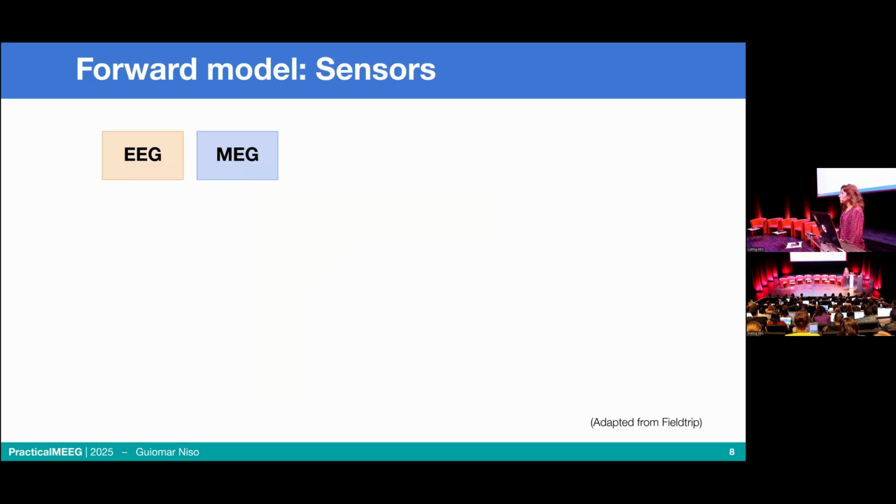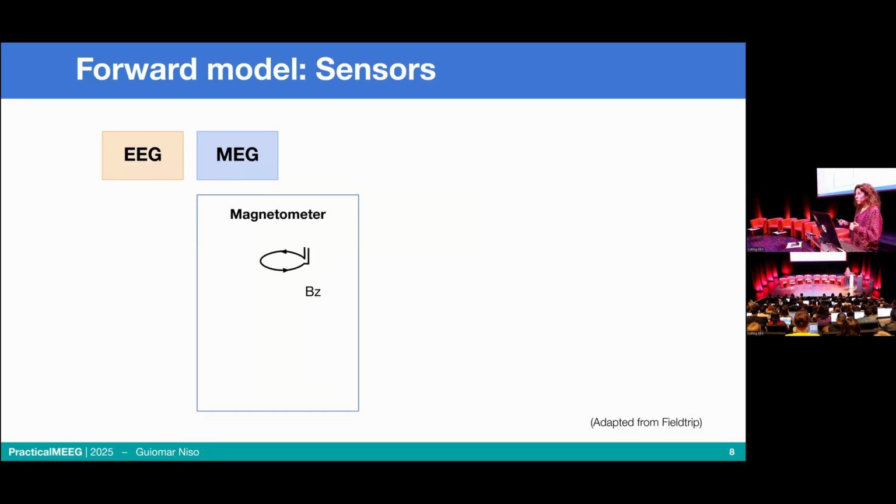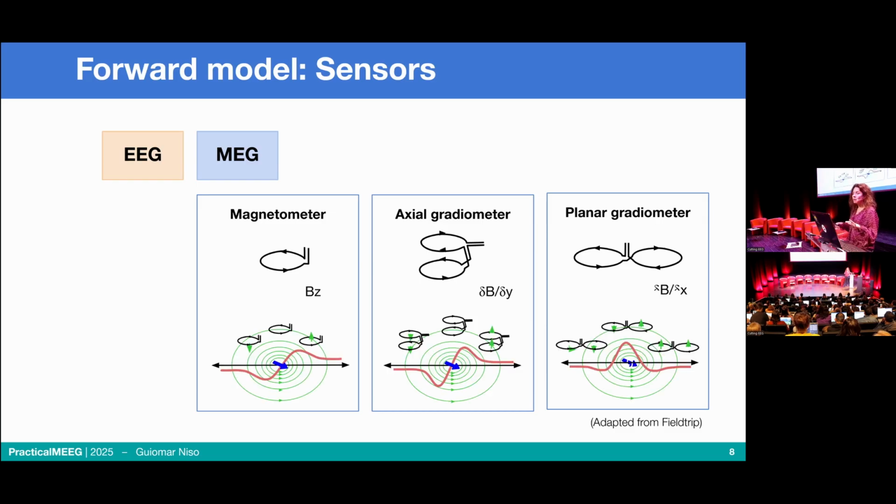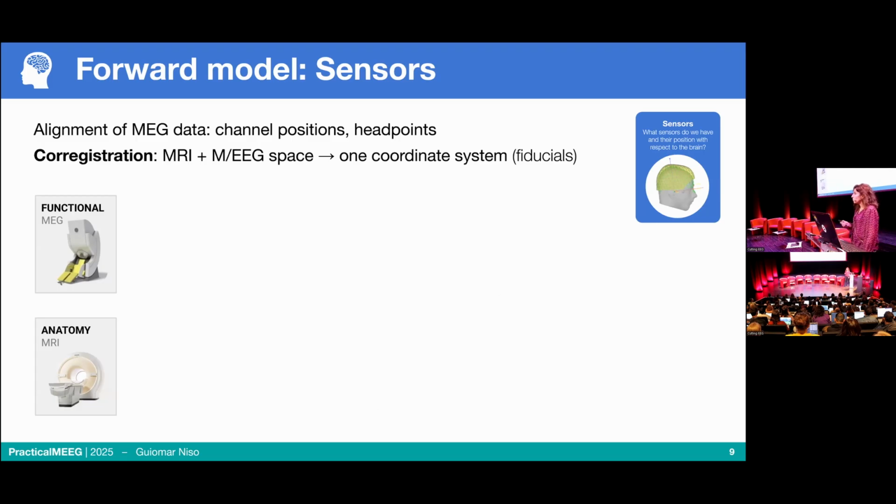So, information about the sensors: we can have EEG sensors or we can have MEG sensors. If we have MEG sensors, we could have magnetometers, axial gradiometers, and planar gradiometers. Each of them picks up sources at a different level. Some have more depth resolution, while the axial and planar gradiometers measure better the things that are more on the surface, next to the skull, on the cortex. So it's important to know; the model needs to know which kind of sensors you have.